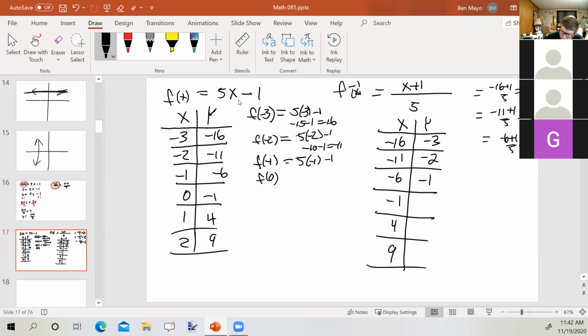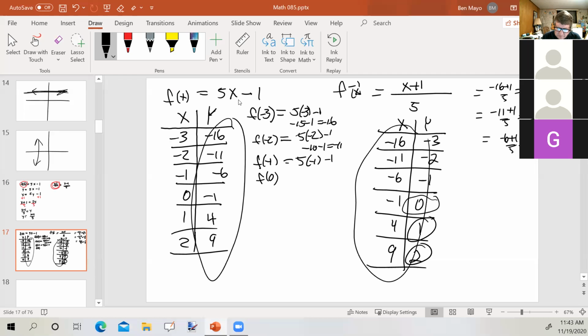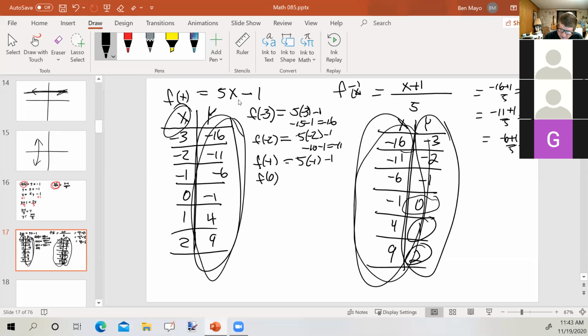Let me ask you this. What do you think is going to go right here? 0. And here? 1. And here? 2. Good. You've discovered the secret. I lied. I didn't just randomly pick those values. Those are the y values over here. The x values of the original function become the y values of the inverse. The y values of the original become the x values of the inverse.